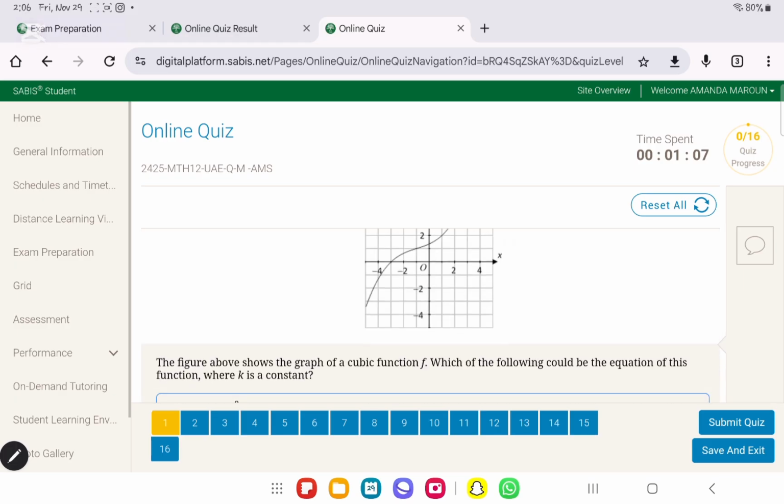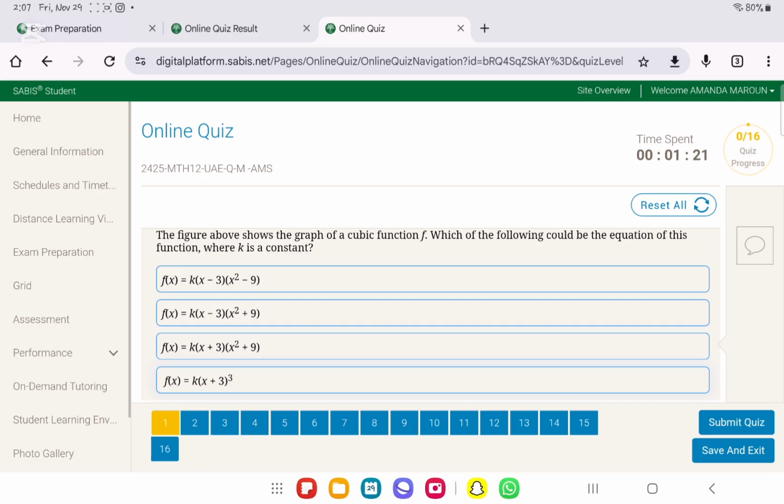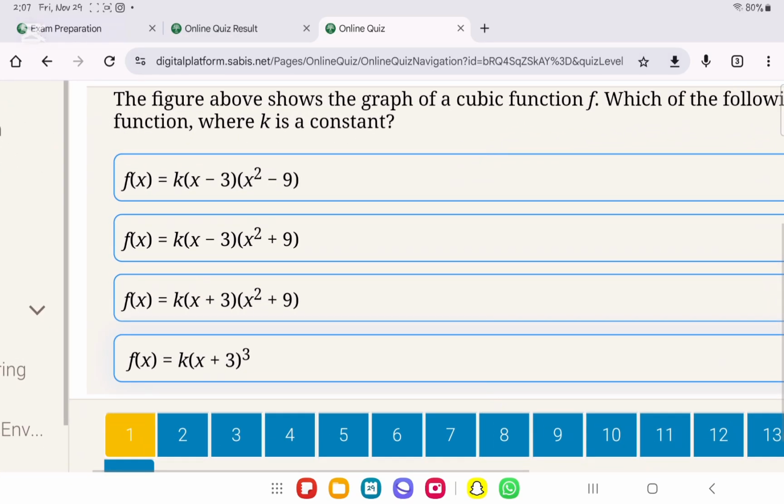Now, we're gonna start with the first question. The figure above shows the graph of a cubic function f. Which of the following could be the equation of this function where k is a constant? The very first thing we need to know is that when we look at this, they are talking about the x-intercept. So what do they mean, first of all? We're going to take each function by itself and explain it.